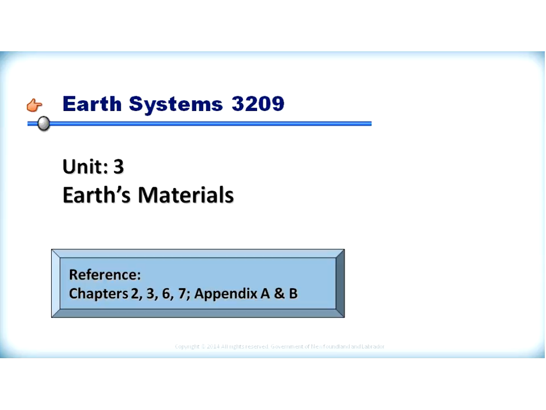Earth Systems 3209. Unit 3, Earth's Materials. Unit 3 references include Chapter 2, Chapter 3, Chapter 6, Chapter 7 in the textbook, and Appendix A and B in the curriculum guides.